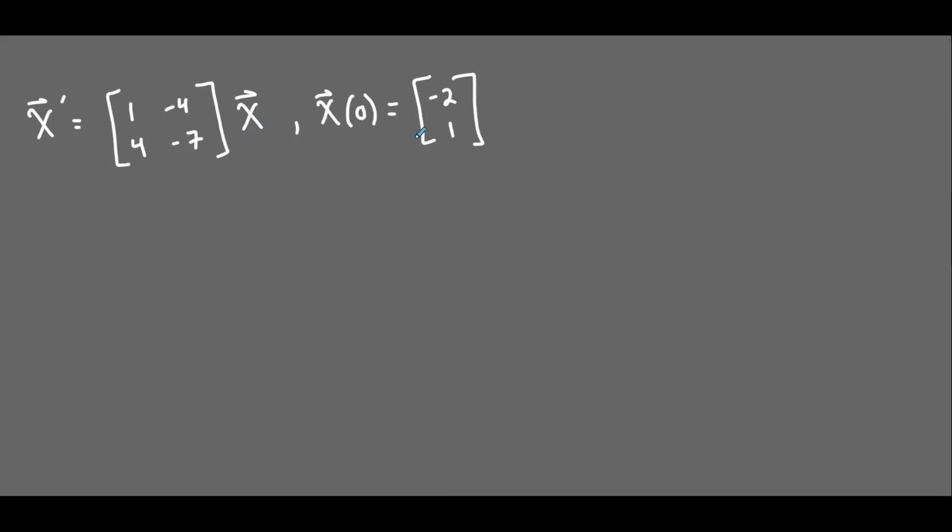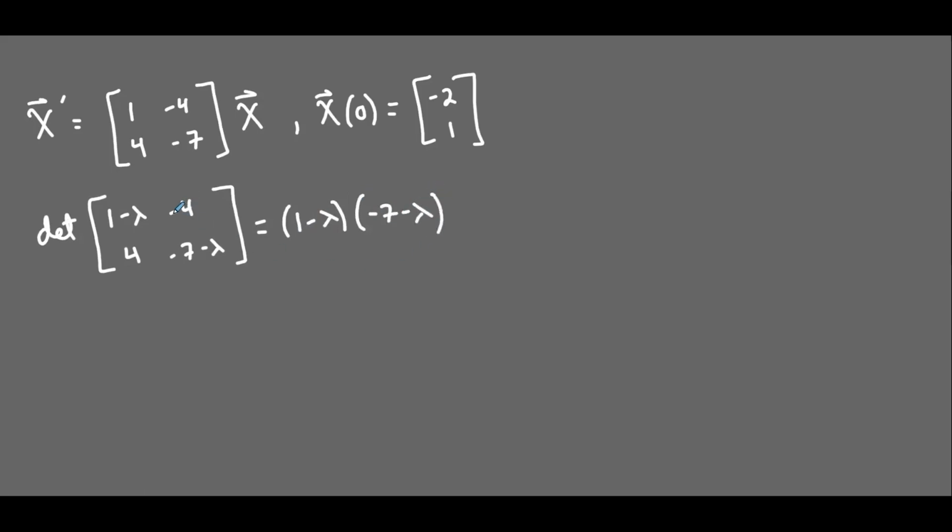And we also have an initial value. X of 0 equals the vector negative 2, 1. And we're going to find the eigenvalues first. So determinant of A minus lambda I, that means we're going to subtract lambda from the main diagonal and find the determinant. So we multiply the main diagonal, 1 minus lambda, negative 7 minus lambda, subtract the other diagonal, so it'll be plus 16. And we'll just simplify here.